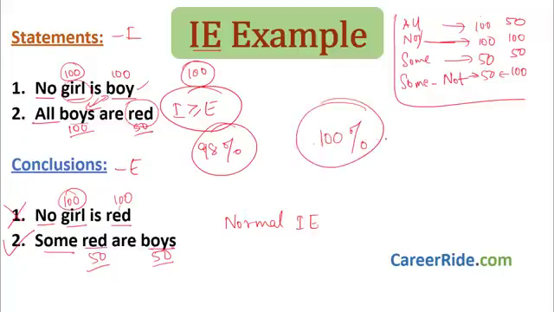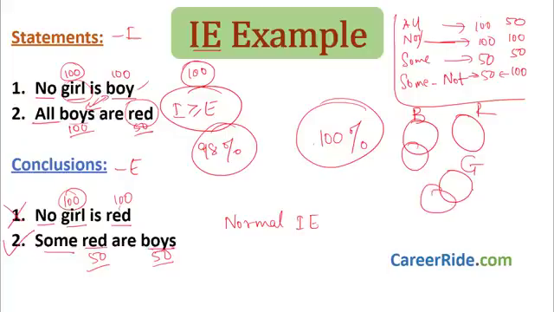This sum can be solved using Venn diagrams also, like drawing this for boys, this is for red, this is for girls, and all that stuff you can draw using a Venn diagram. But with a Venn diagram there are many possibilities, right? The diagram can be like this, and like this also.